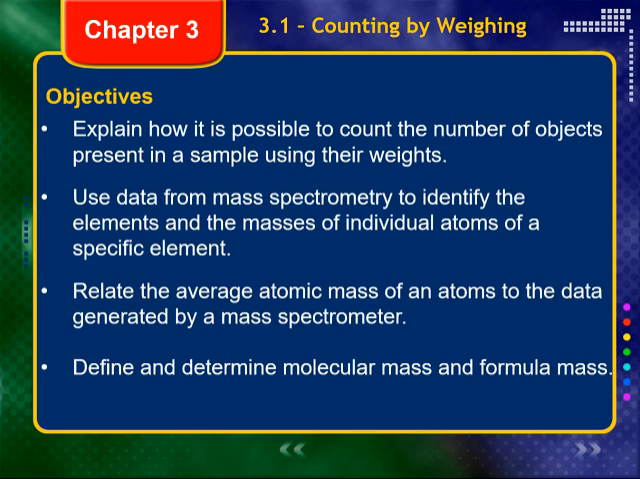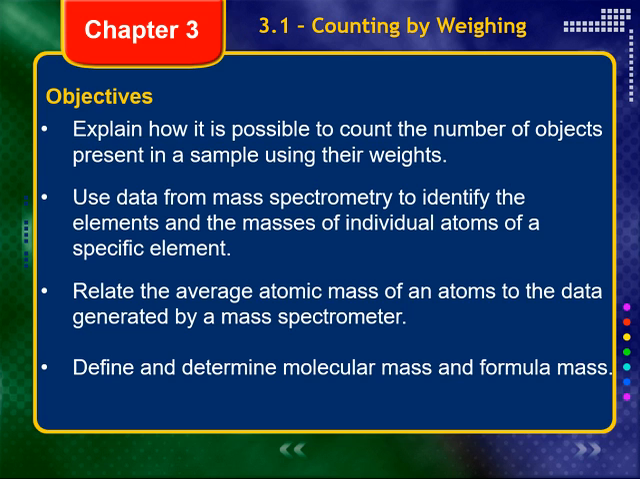All right, AP, let's start on Chapter 3. What we're trying to get out of Chapter 3, at least the first section, is to explain how it is possible to count the number of objects present in a sample using their weights. Use data from mass spectrometry to identify the elements and masses of the individual atoms of a specific element. Then relate the average atomic mass of an atom to the data generated by a mass spectrometer. And then lastly, define and determine molecular mass and formula mass.